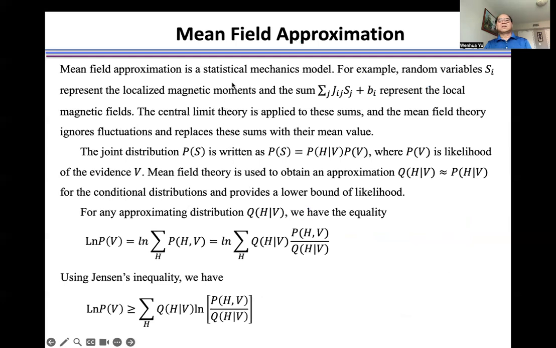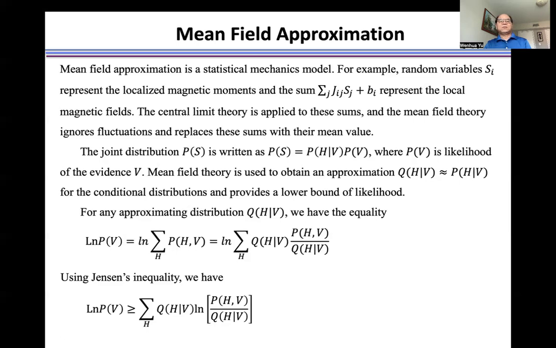Mean field approximation is a statistical mechanics model. For example, random variables S_i represent the localized magnetic moment, and the sum here represents the local magnetic field. The central limit theorem is applied to these sums, and then mean field theory ignores fluctuations and replaces these sums with their mean value.